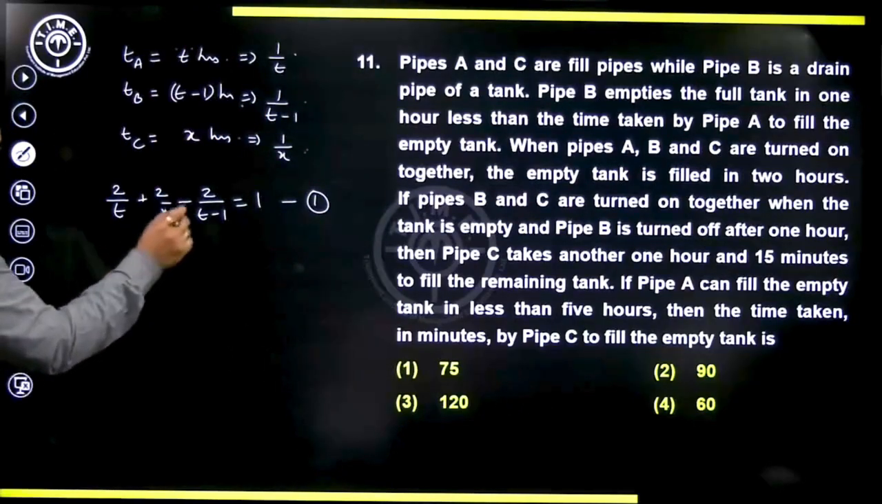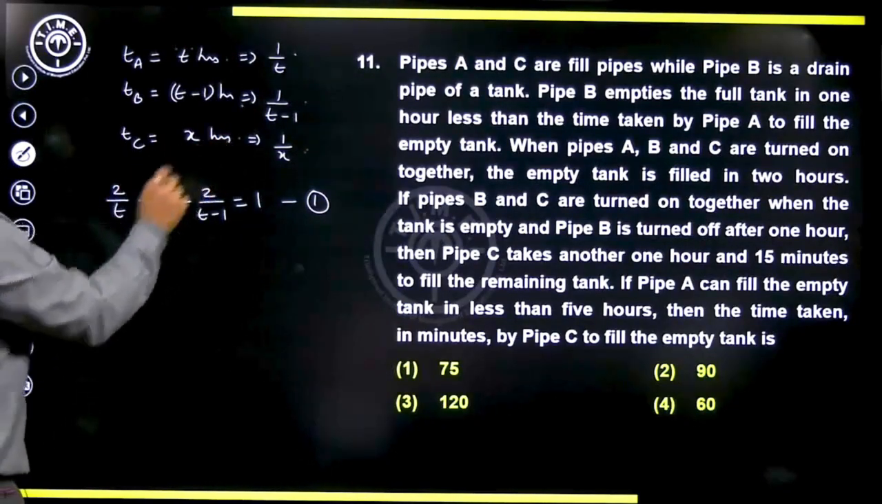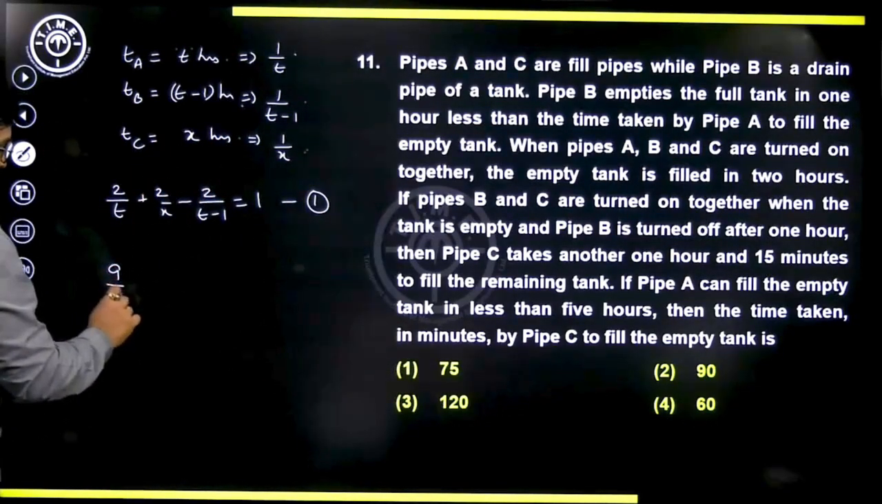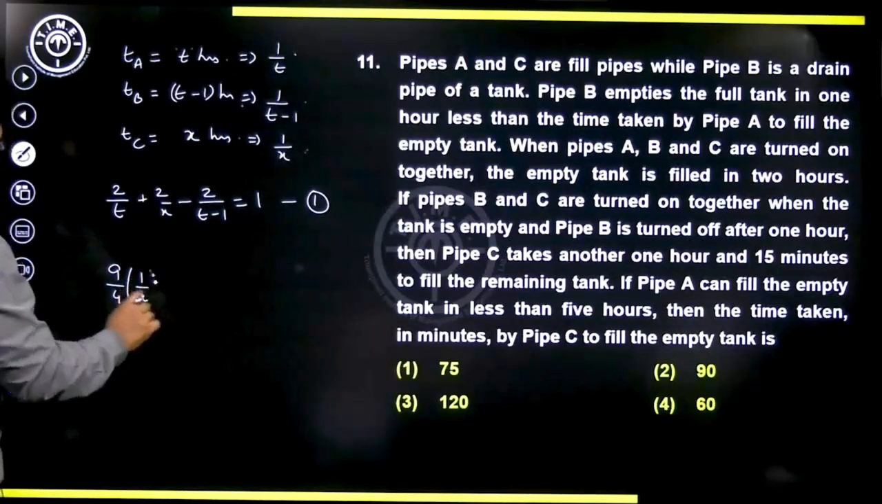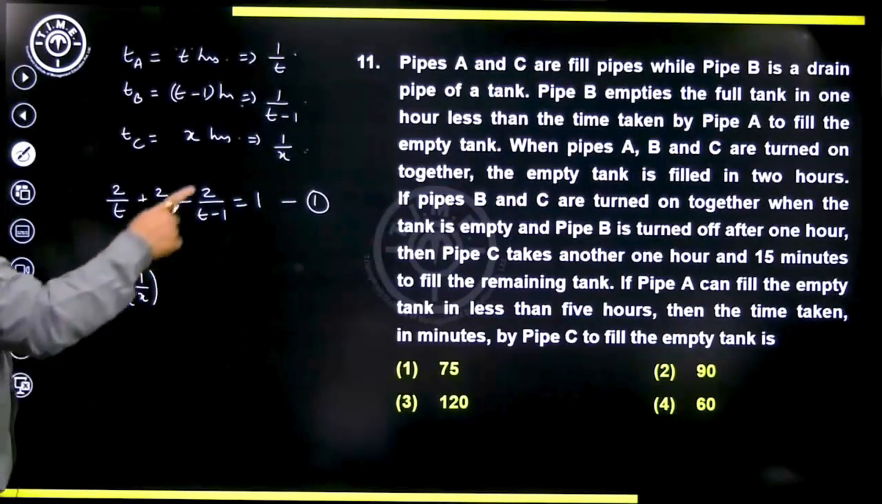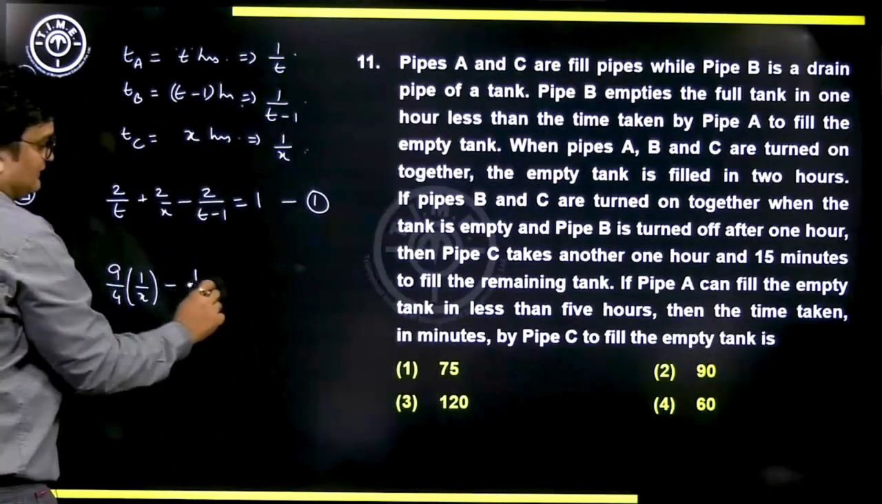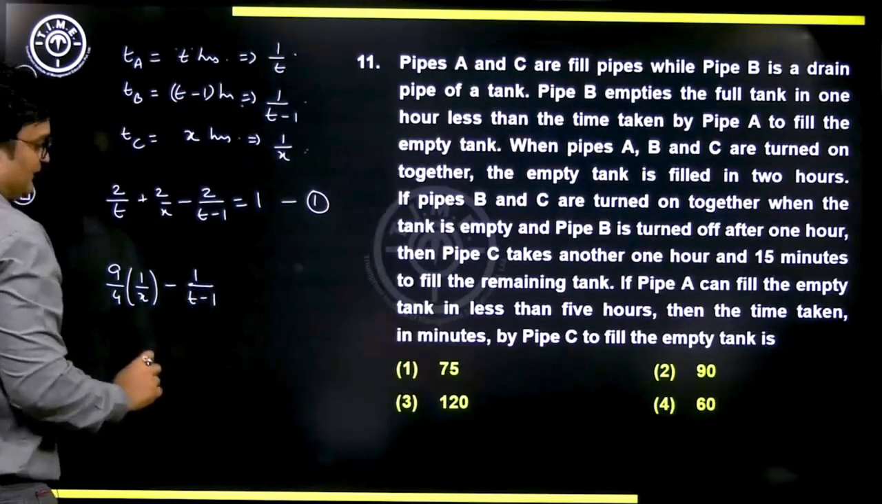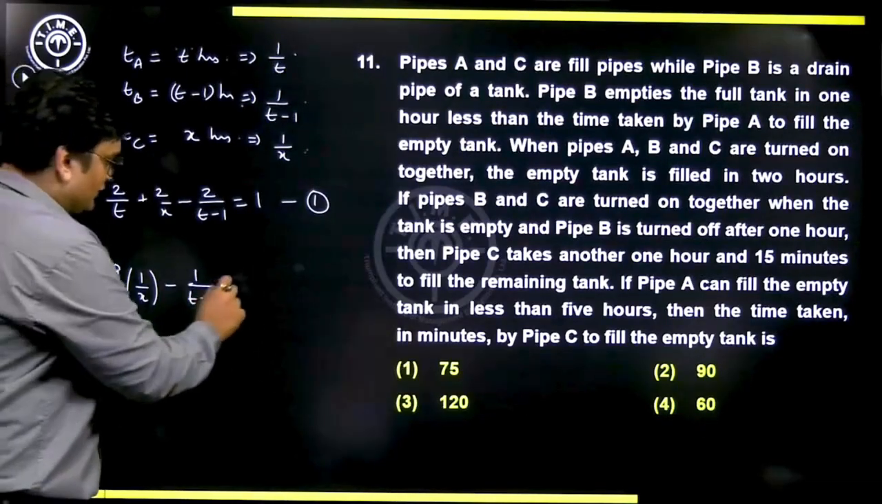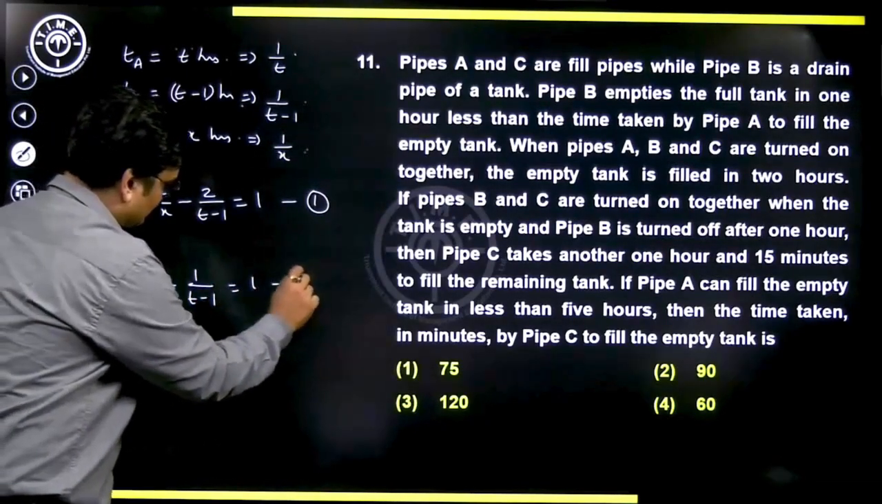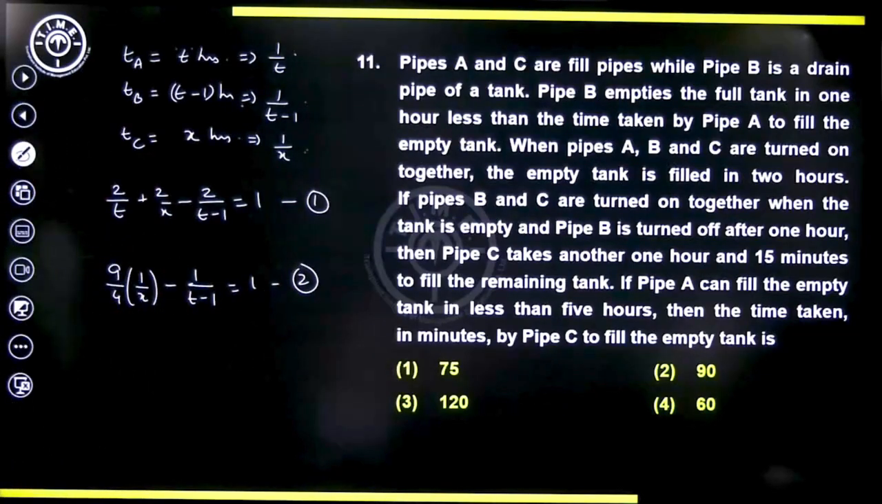So that means in the second instance, C is working for 9 by 4 hours and the rate is 1 by X. Whereas B is working only for 1 hour, the efficiency of B is 1 by T minus 1. Here also the tank is full. So we have this equation.